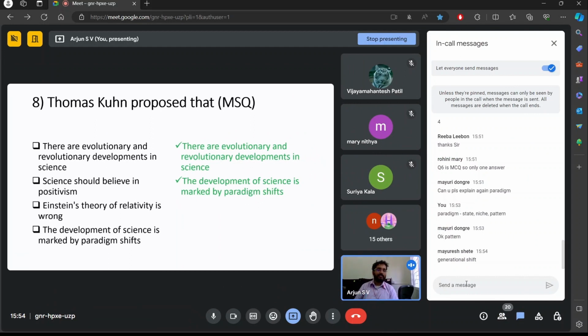Yeah, generational shift. Mayuresh. Yeah.